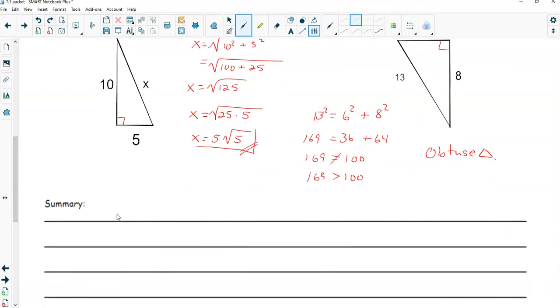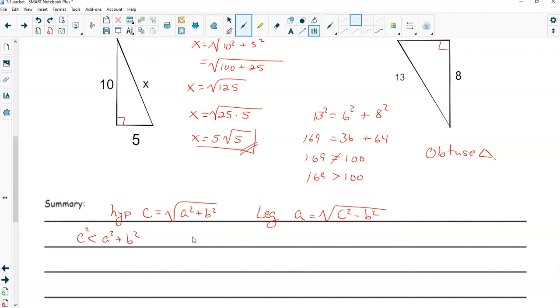All right. So for a summary, make sure you summarize. I gave you 2 shortcuts. I told you that to find C, if you're looking for the hypotenuse, then you want to say C is equal to the square root of a squared plus b squared. If I want to find a leg, then I want to say a is equal to the square root of c squared minus b squared. Remember that if it's acute, then c squared is less than a squared plus b squared.